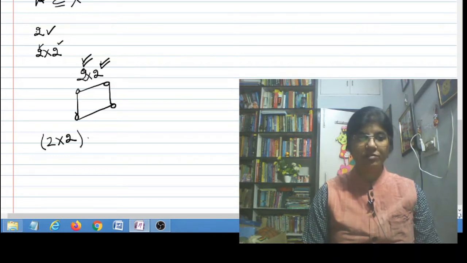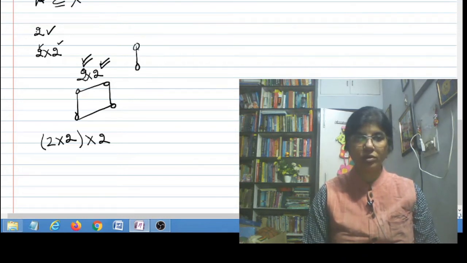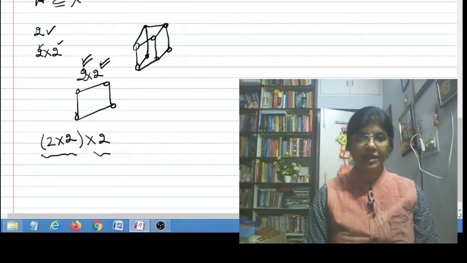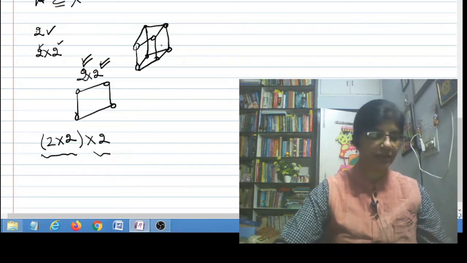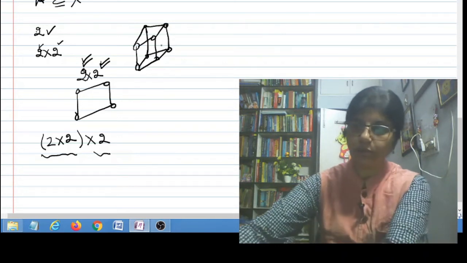Now I am interested in finding out the Hasse diagram for 2 cross 2 cross 2, which means that at every vertex of this 2 cross 2, this was your 2 cross 2. In order to find out 2 cross 2 cross 2, at every vertex of this 2 cross 2 I have to place 2, which means the chain of two elements, and then I have to join the corresponding vertices like this, and something like this, I get a cube. So something like this will be obtained.